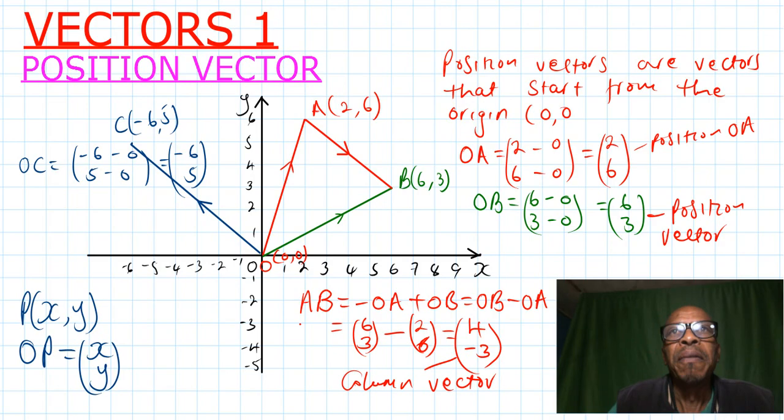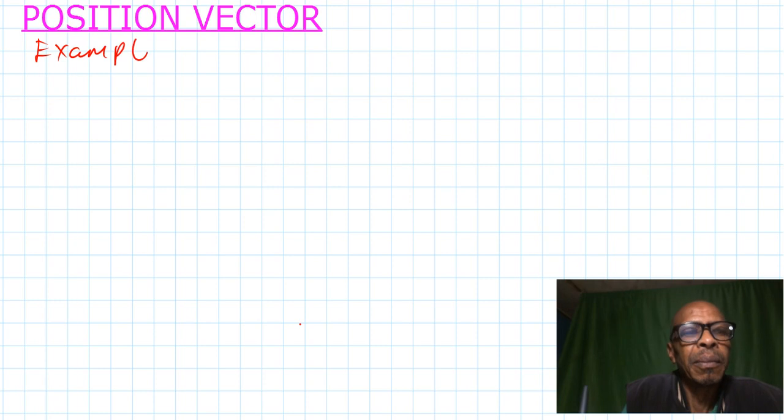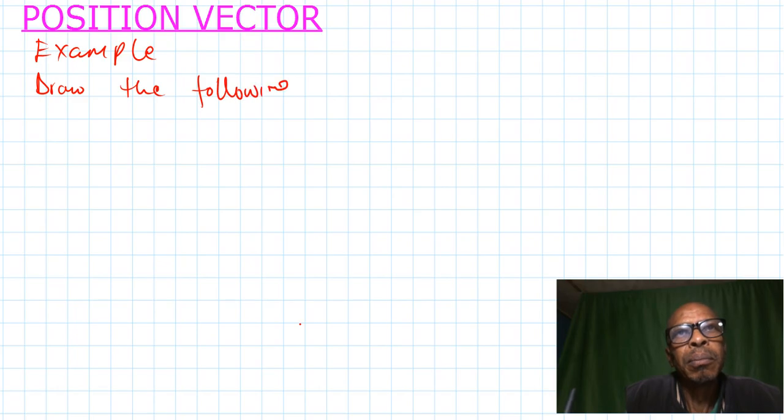From there, let me do an example for you so that you can understand better. Example: draw the following position vectors on square paper.